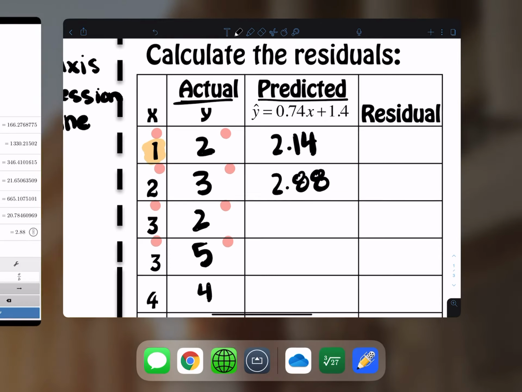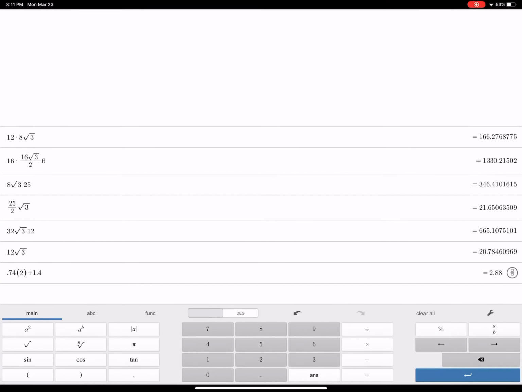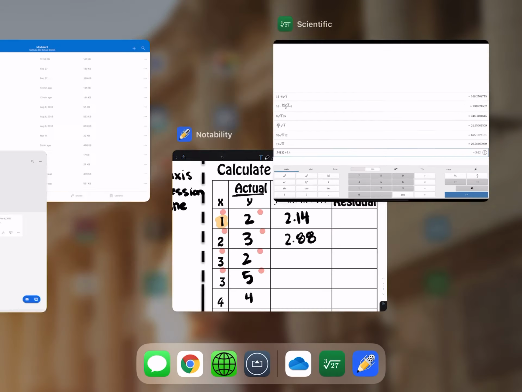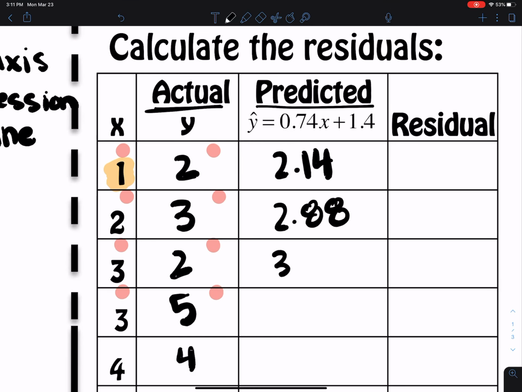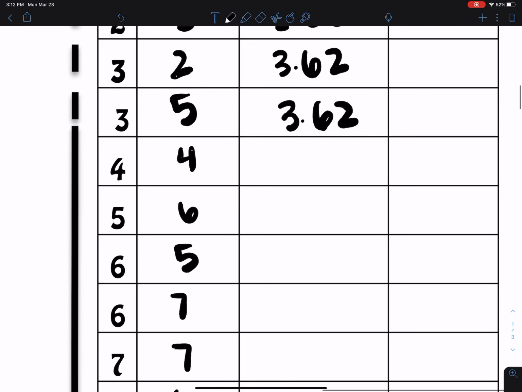And then I'm going to do it again, but this time I'm going to do 3. So that's 3.62. Both of these are 3.62 because both of the x values are the same. I'm going to erase these red dots. Okay, so that's how we do that. The next one would be 4.36.